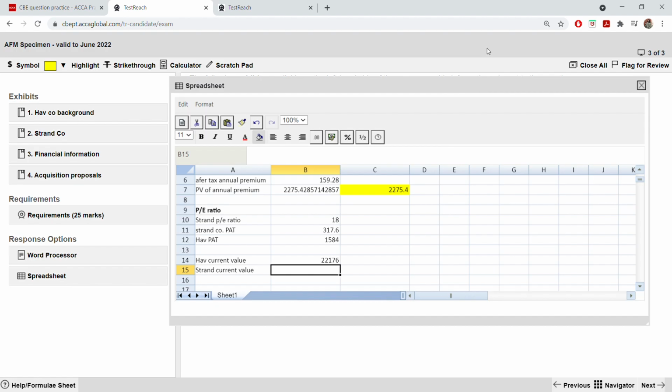So how are you going to value the company? Through PE ratio. We have the PE ratio of strength company before acquisition. So use that. And we have their profit after tax also. So we have both the strength's profit after tax as well as PE ratio. So multiply this two and get the current value. So equal to profit after tax multiplied by PE ratio. Okay. Profit after tax multiplied by PE ratio also gives you the value.